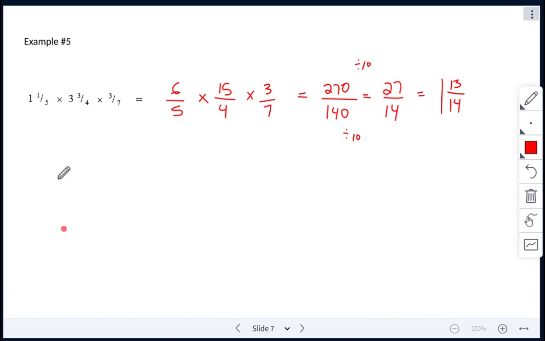Let's do this question where we can reduce. So I'll just make my line here. So same question.